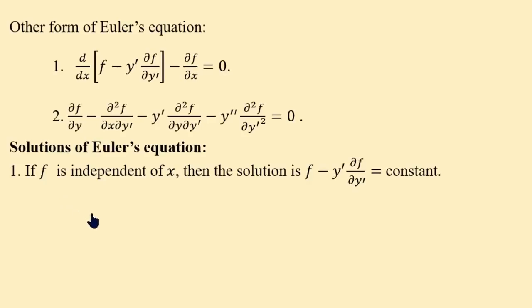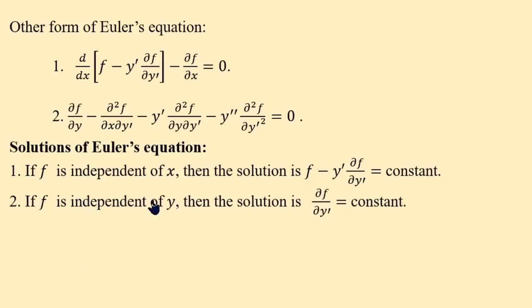One more case is if f is independent of y. So dou f by dou y is 0. So d by dx of dou f by dou y dash is 0, or d of dou f by dou y dash is 0, which means dou f by dou y dash is constant. It is from what we derived first, that Euler equation, we got dou f by dou y dash is constant if f is independent of y.